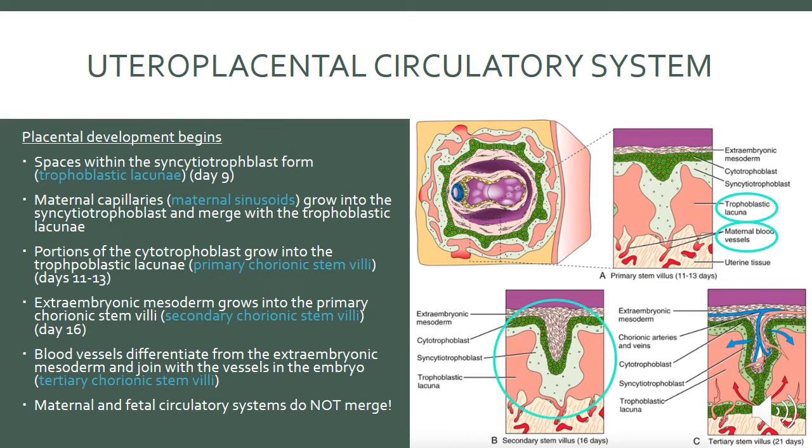Ultimately, blood vessels will differentiate from the extraembryonic mesoderm, and they'll join with blood vessels from the embryo, and they'll create the tertiary chorionic stem villi that ultimately are going to become critical components of the placenta, although all of that's going to take place a little bit later in development. But remember, the mother's blood system and the fetus's blood system do not merge.